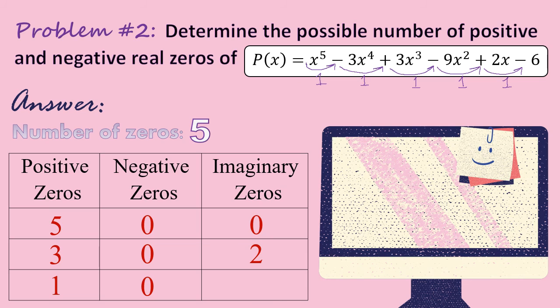And lastly, if we do have one positive zero and no negative zero, how many imaginary zeros are we going to expect? So 4. So that's it. As easy as that.